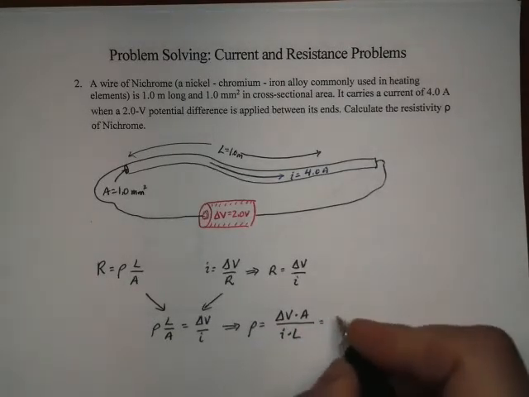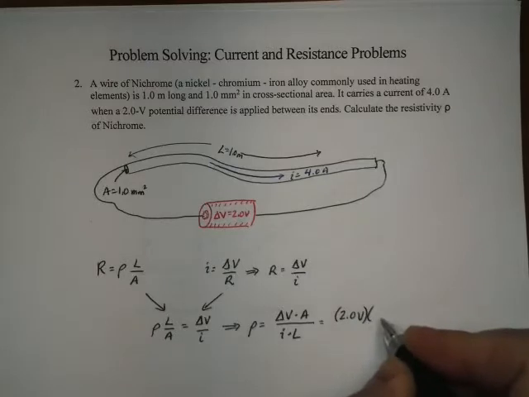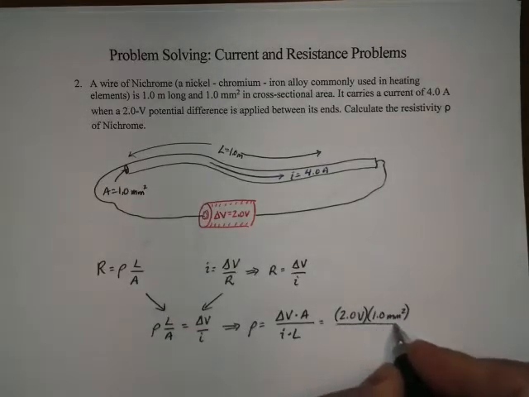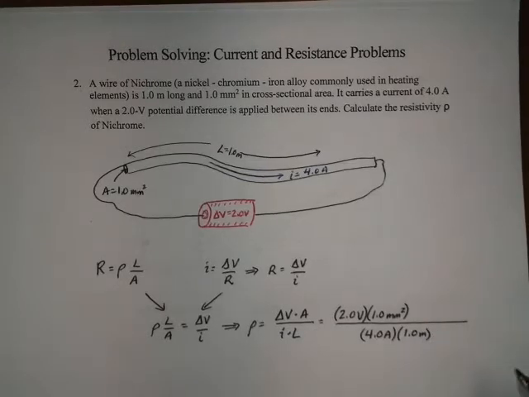And now it's just a matter of plugging things in, though we do have to watch out for one conversion here. So I have a potential difference of 2 volts. I have a cross-sectional area of 1 square millimeter, and that's what I'm going to need to convert. I'm going to come back to that momentarily. The current that I have flowing through is in standard units, 4 amps. The length of the wire is 1 meter.